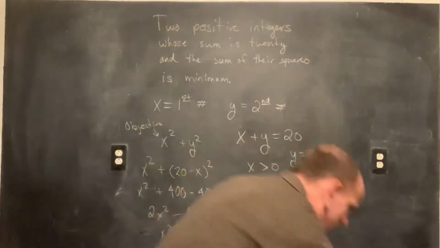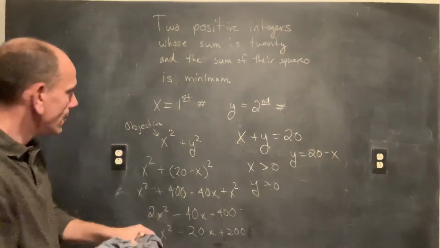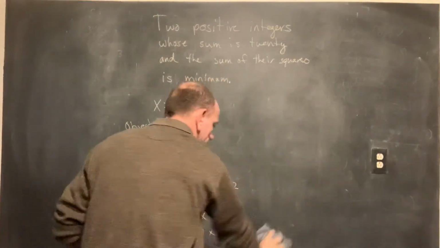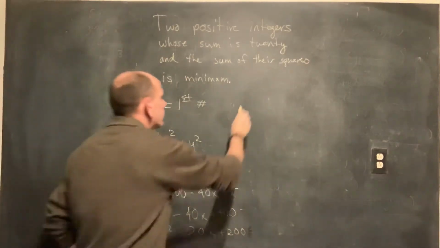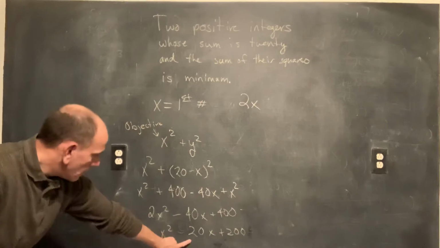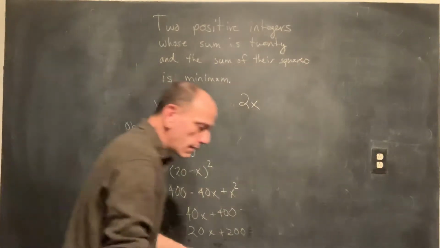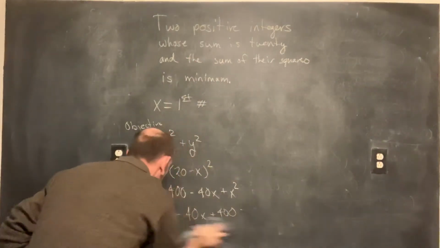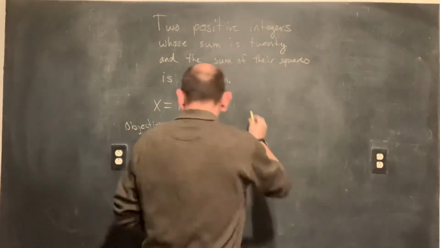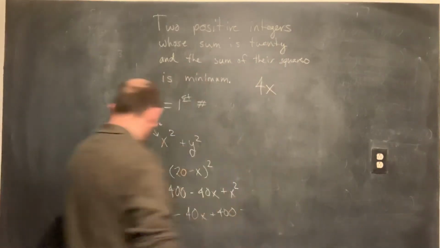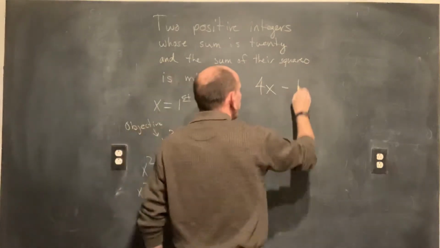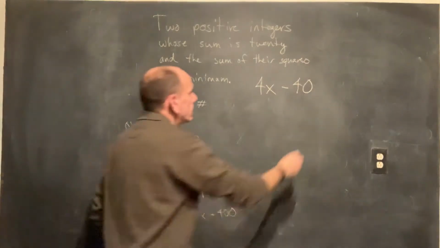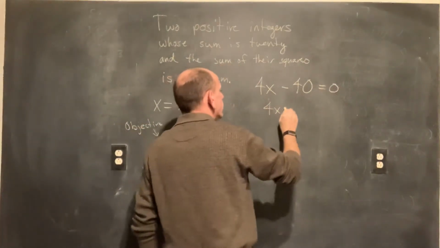Now I want to take its derivative. I was jumping to solving for 0 already. But we need to take our derivative. That's our objective function. So we've got 2x minus 20. Oops, I shouldn't set it equal to 0 yet. So 4x minus 40, and then the derivative of a constant is 0.